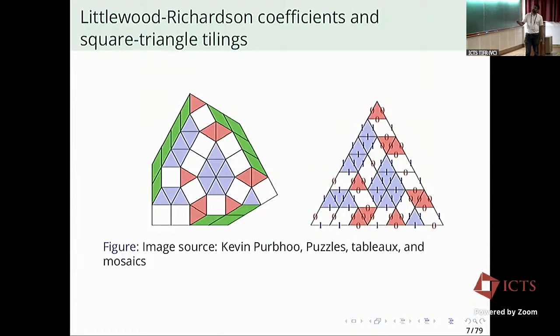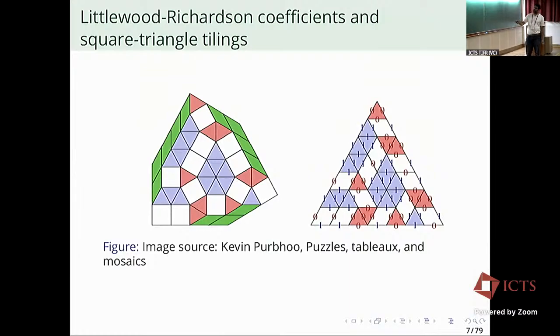So you should think of the green part as part of the boundary. They're not actually part of the tiling, the green tiles. And everything else is a square triangle tiling. And if you count the number of square triangle tilings of this domain, it is equal to a Littlewood-Richardson coefficient with some parameters that come from the shape of the boundary. And Knutson and Tao had also used this puzzle formulation, which consists of labeled tilings.